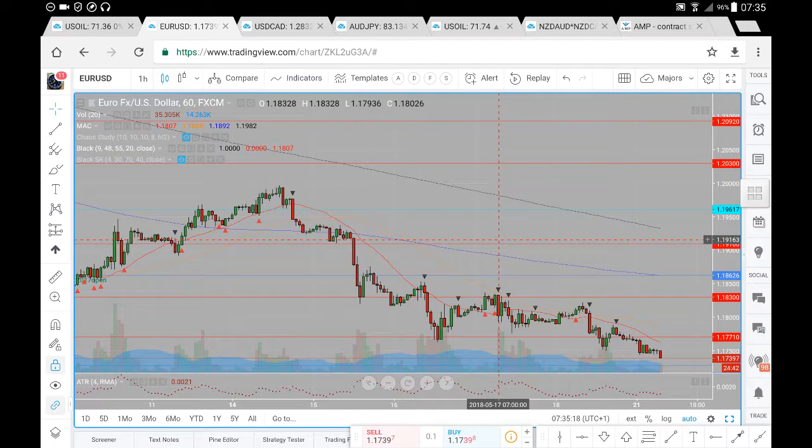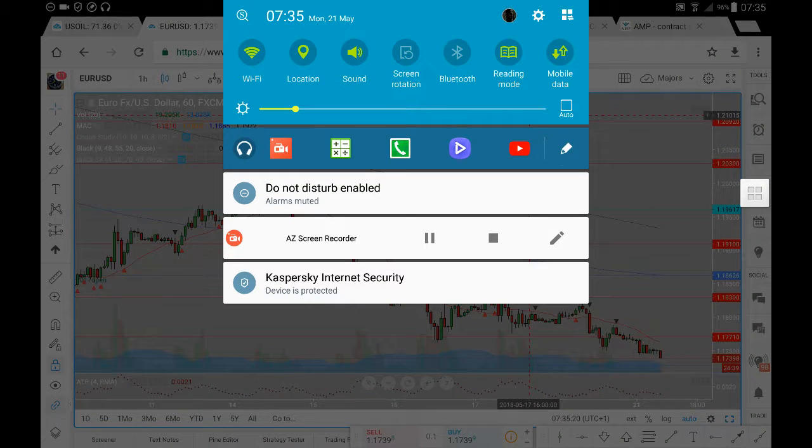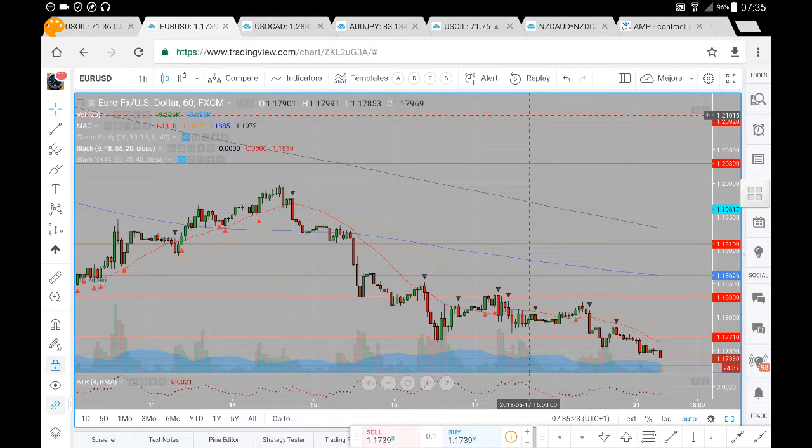So this euro dollar analysis for Monday, the 21st of May. Now let's just have a look at where price is and where price may likely go.